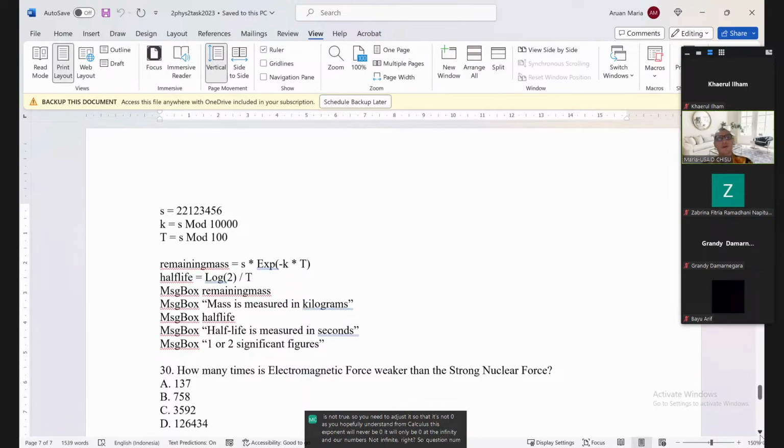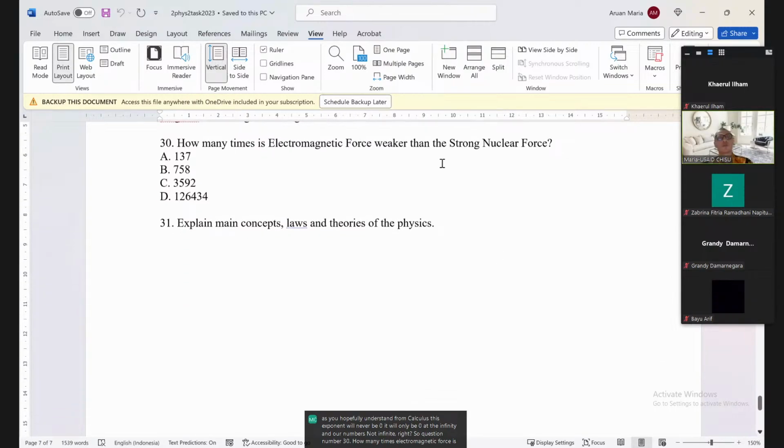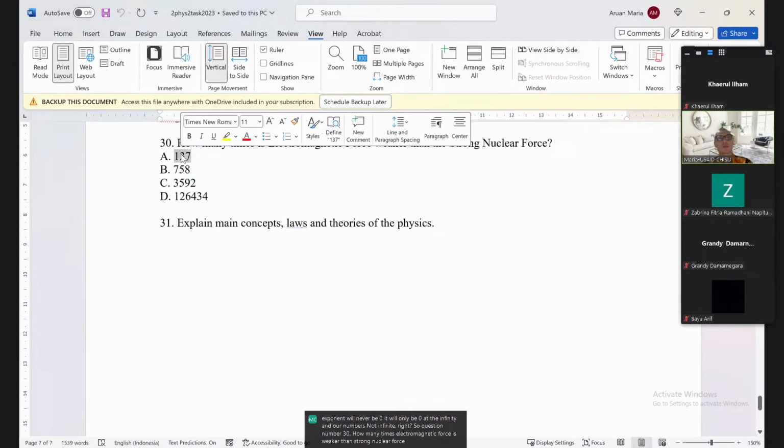So question number 30. How many times is the electromagnetic force weaker than the strong nuclear force? 137 times approximately. So A is the correct answer.